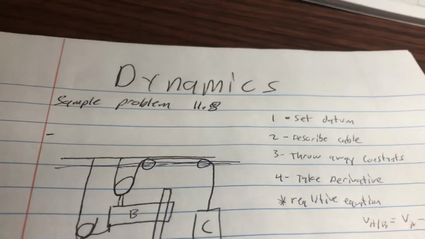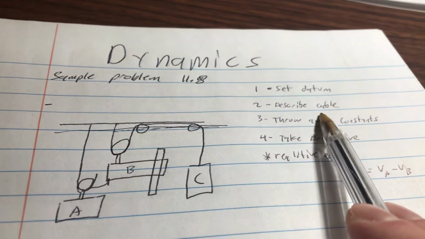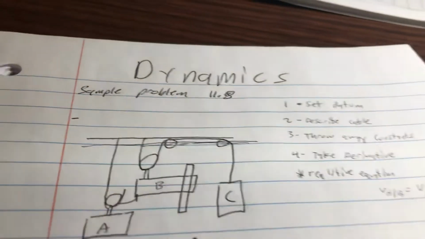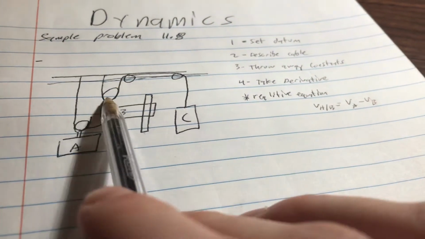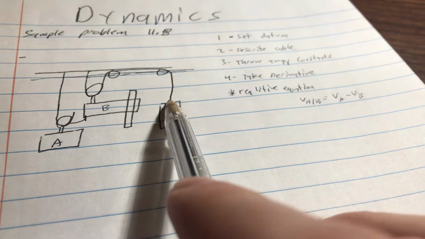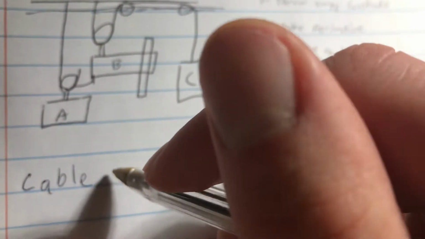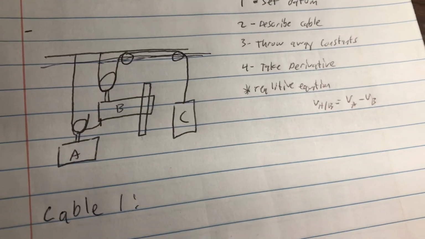Next step that Professor Magleby described is to describe the cable. What that means is see how long it is. In this problem, we have two cables. There is one connected to this A and then to the bottom of B, and then this one that goes around here to C. So let's start with cable 1. Okay, how long is it?